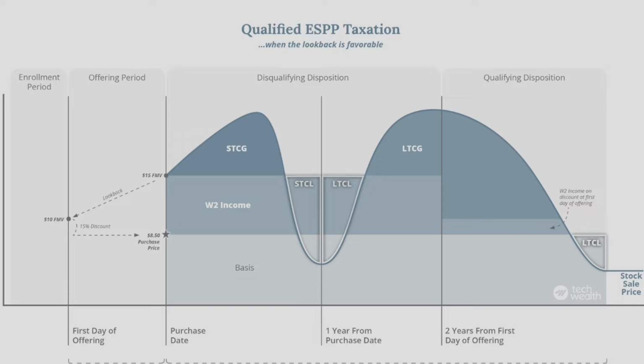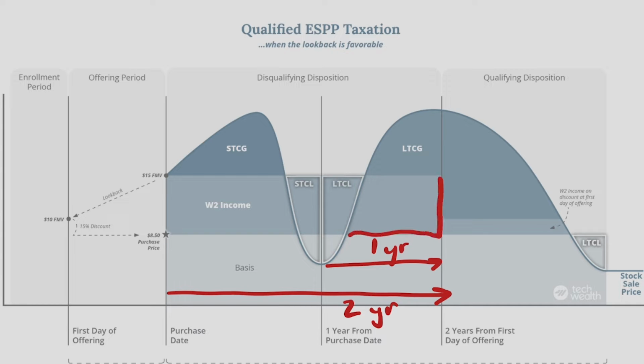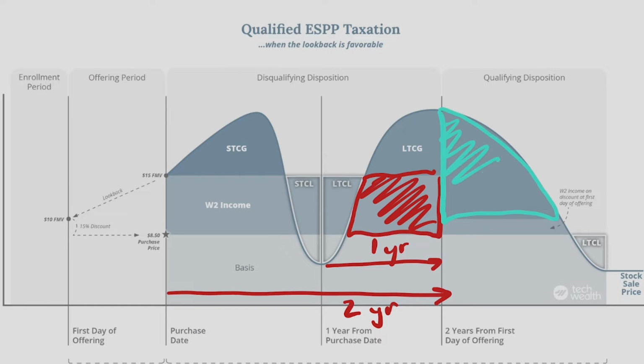You can actually pay more in taxes through the benefit of a qualifying disposition. But first you need to understand the basics. If you hold your shares 1 year from the purchase date and 2 years from the first day of the offering period, then your taxes switch from short-term capital gains rates to the advantageous long-term capital gains rates. Except there's still one small portion that may be taxed at the ordinary income tax rates.